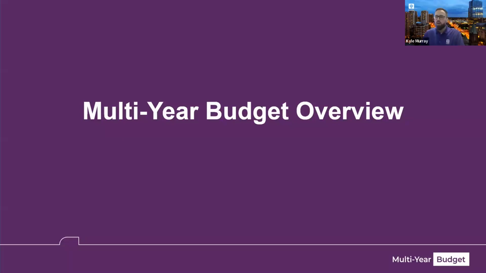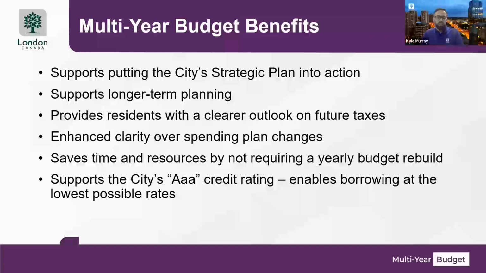So let's start with a bit of an overview of our multi-year budget process. And this might be repetitive for those of you who may have tuned in for these types of webinars in the past, but I think it's a good refresher for everyone. So why don't we start with why do we do a multi-year budget here at the City of London? And there are a number of benefits. First and foremost, likely, is that it supports putting the city's strategic plan into action.